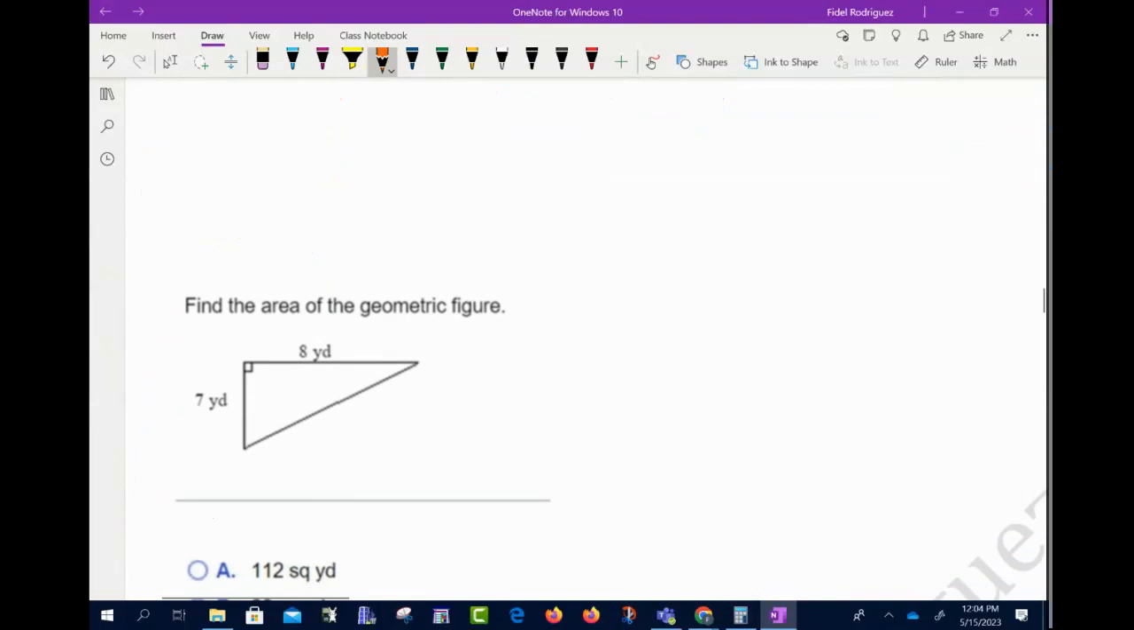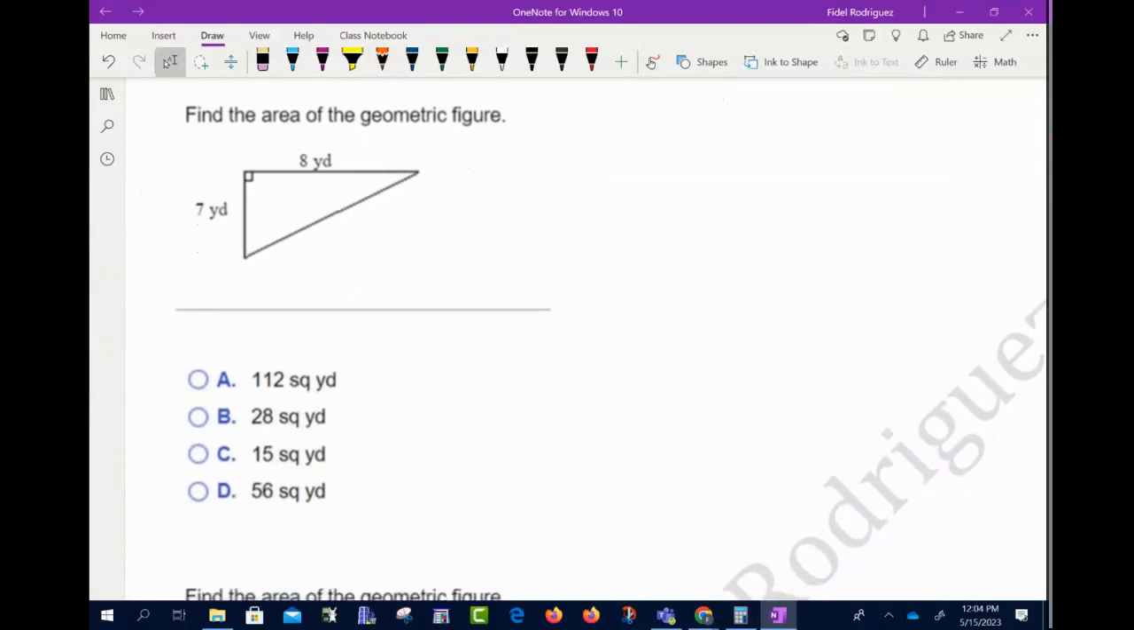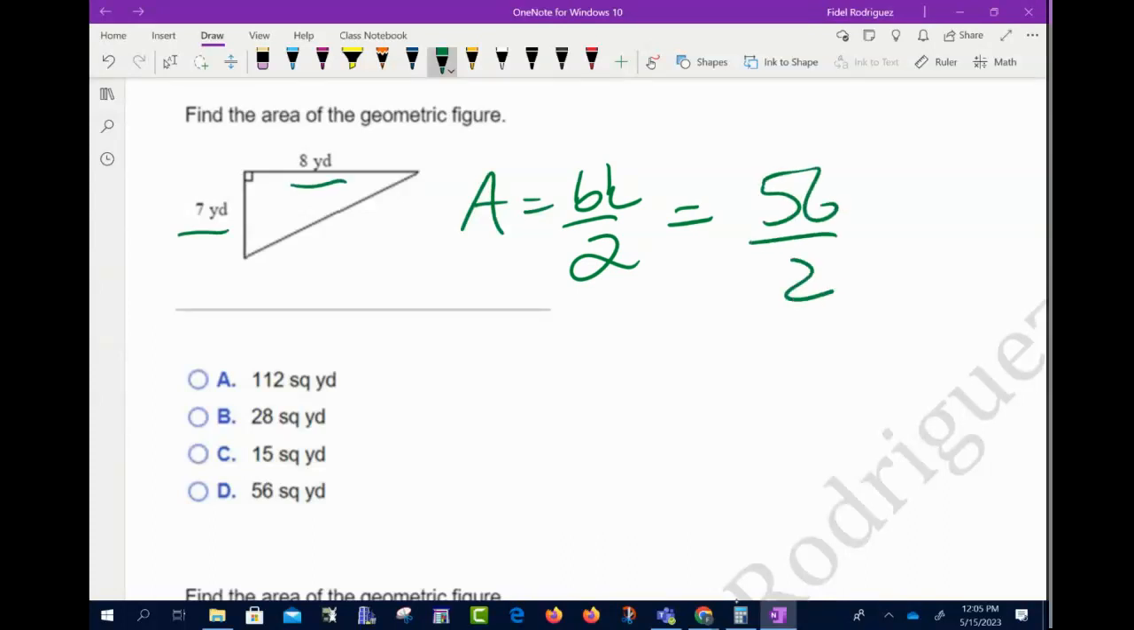Excellent, y'all doing great. Okay, so look, y'all, we want to find the area of the geometric figure. Again, for a triangle, the formula is the base times the height divided by 2. So anybody know what 7 times 8 is? 56 over 2 is going to be 28, right? So what's going to be my choice here, y'all? A, B, C, or D? B, right? Again, notice square yards.